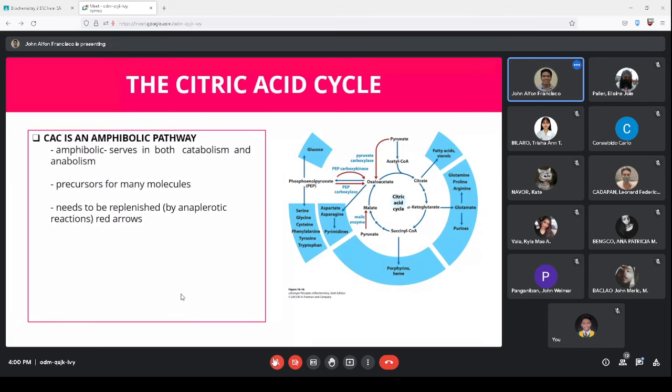So, citric acid cycle or CAC is an amphibolic pathway. So, meron tayong mga pathway which is straightforward or it will only produce in a straight path. While meron naman na ito, yung atin, amphibolic dahil it can either be catabolism or anabolism. Okay? So it is a precursor for many molecules. Needs to be replenished by red arrows.